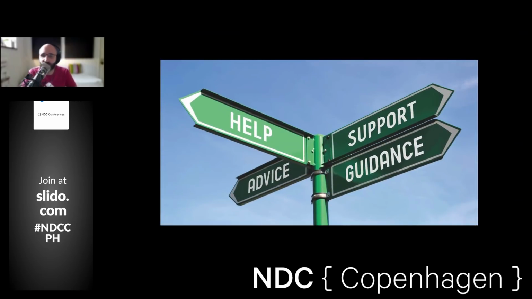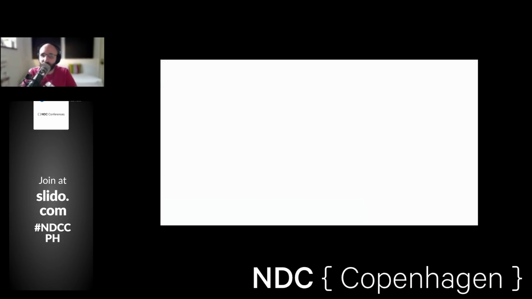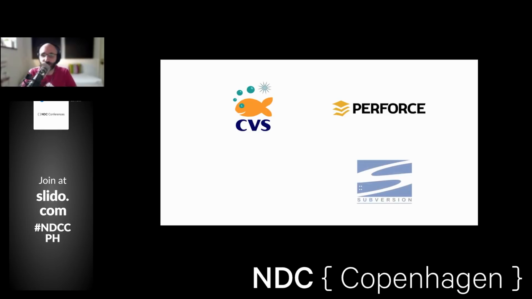But wait a minute, you say. Who will need guidance using a source control system? I mean, it's pretty self-explanatory, right? And you would be right. It has been that way with traditional source control systems, like, for example, CVS, Perforce, Subversion, even TFS. Those source control systems, by virtue of how they were designed, were pretty much telling you how they wanted to be used, and there was no other way.